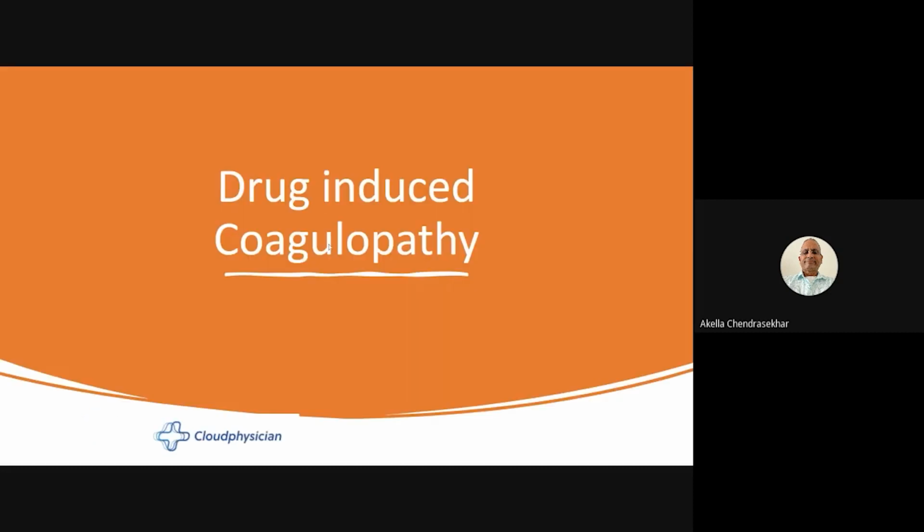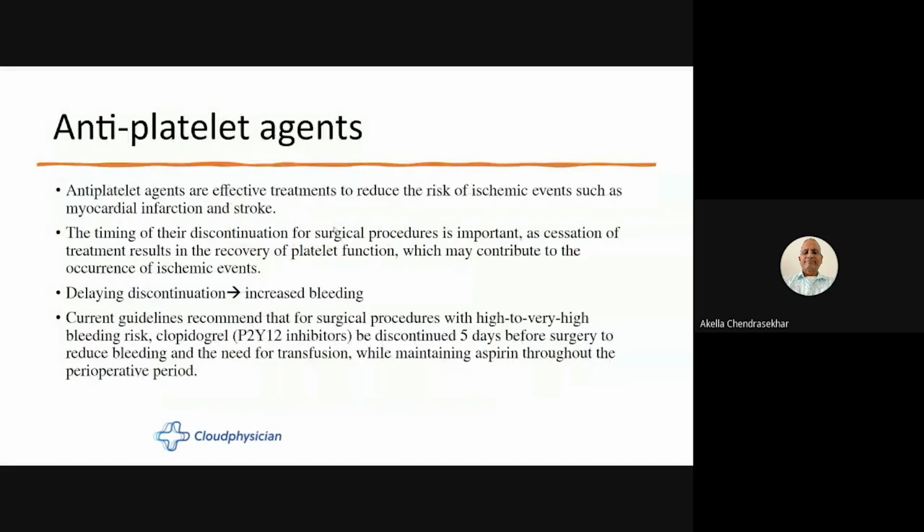Next slide. Okay. Let's talk a little bit about drug-induced coagulopathy. When you're looking at drugs that they're on, make sure that you go back through and reassess. Next slide. Okay. When they're on antiplatelet drugs, now remember, if they're on P2Y12 inhibitors, ticagrelor, prasugrel, clopidogrel, this is going to affect the platelets' lifespan.